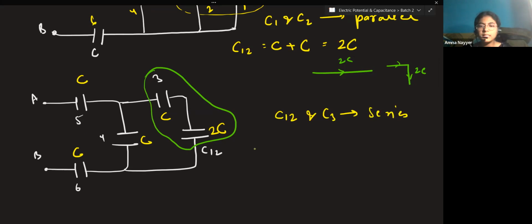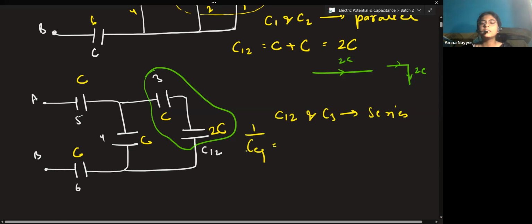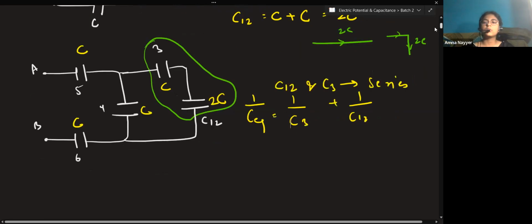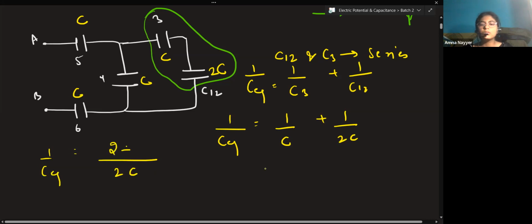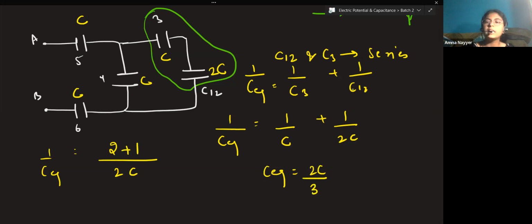Now the equivalent capacitance, 1 by C equivalent, is written in which manner? 1 by C3 plus 1 by C12. I have to take out the equivalent capacitance of both of them. So 1 by C equivalent: C3 is C, C12 was 2C. If I take the LCM, this becomes 2C, and I multiply by 2 plus 1. So C equivalent is coming out to 2C divided by 3. First tell me, till here is it clear?